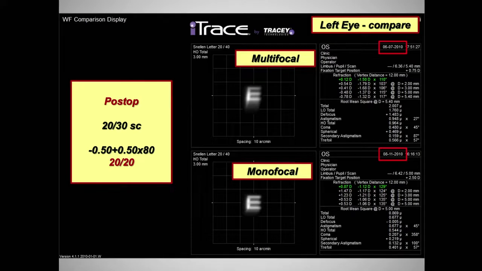Go ahead. I was just going to say I found that, with some of these aberrated corneas, putting on a monofocal lens like an aspheric lens, you do get some increased depth of focus too.